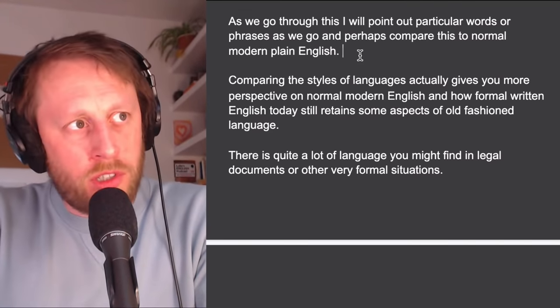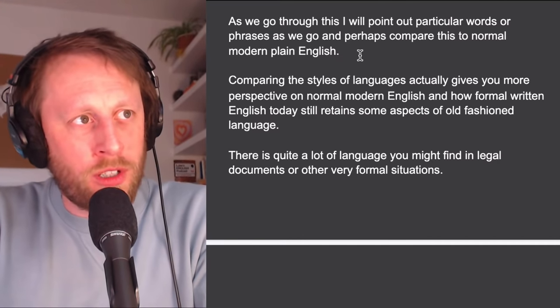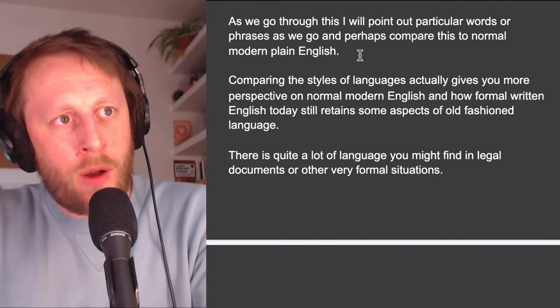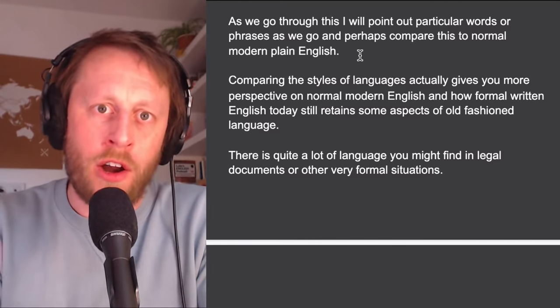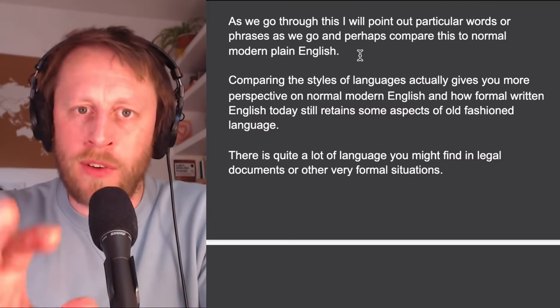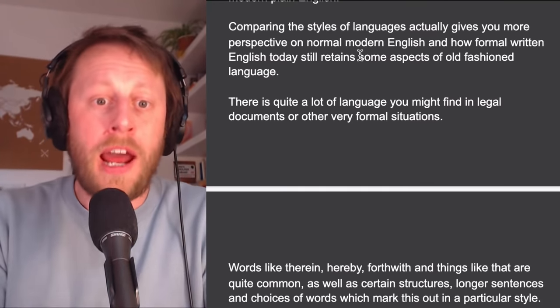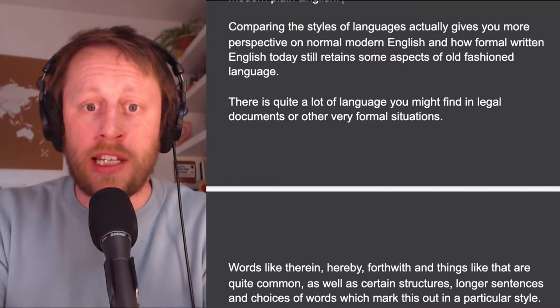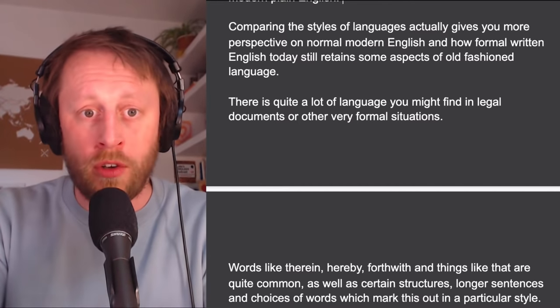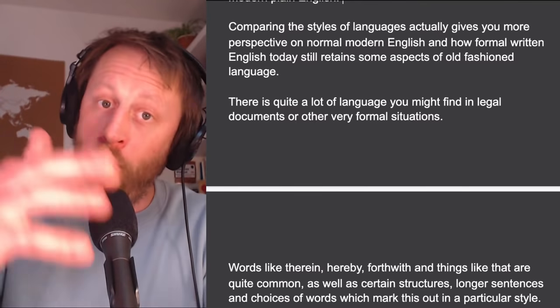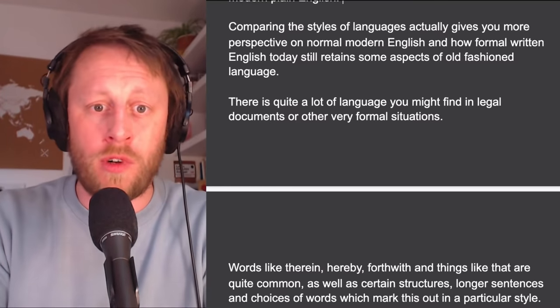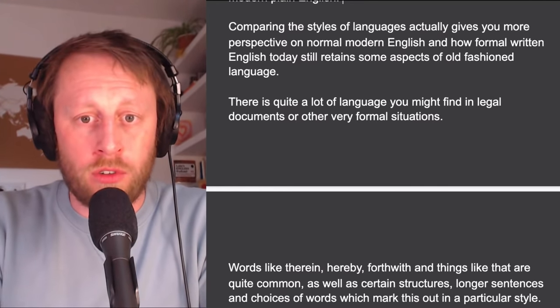I've got to focus on telling you the story. That's my main focus, my main aim. But every now and then I'll stop and just clarify or explain things or give comments on bits of English that we'll see. Comparing the styles of languages actually gives you more perspective on normal modern English and how formal written English today still retains some aspects of old-fashioned language.